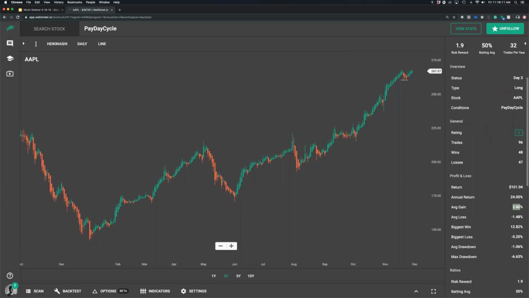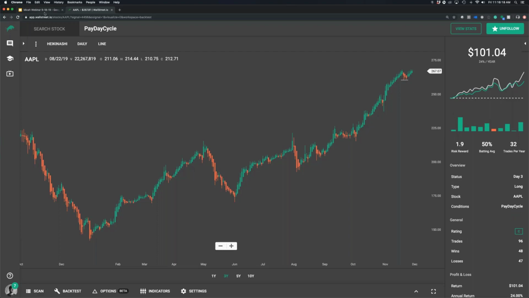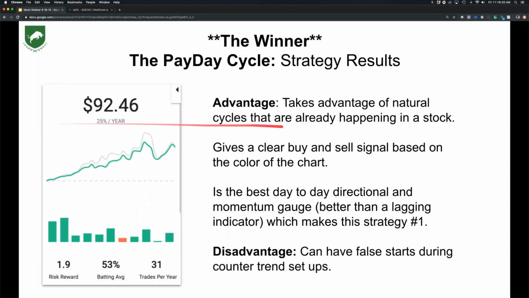Average gain is 2.8%. Average loss is 1.4%. So pretty good average gain to average loss, which generates a good risk reward here. Okay. Now, a couple advantages to this strategy is that it takes advantage of naturally occurring cycles that are already happening in a stock anyways.